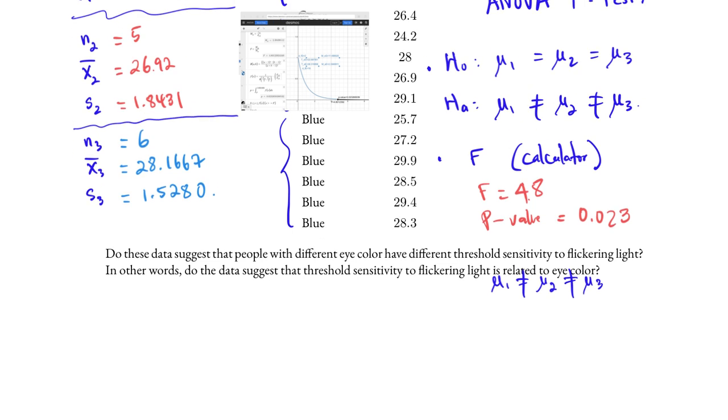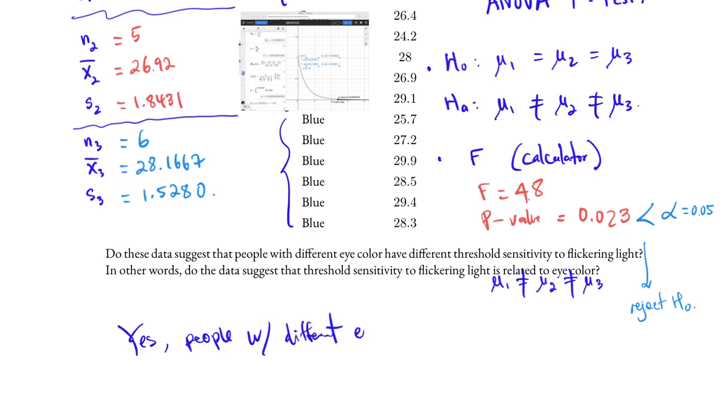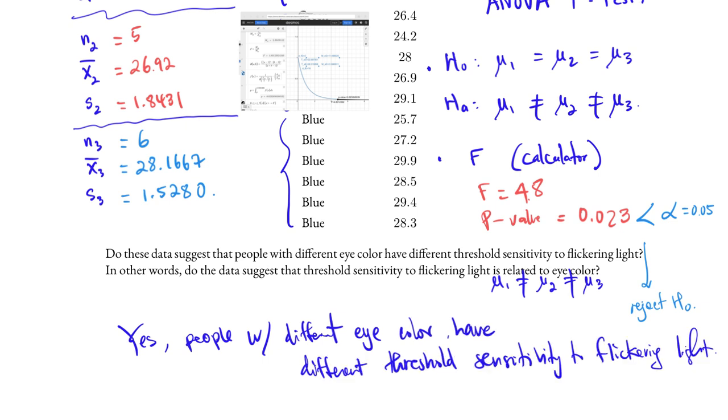We see that this is less than the standard alpha. Alpha was not given, so we use 0.05. Since the p-value is less than alpha, we would need to reject the null hypothesis. And if we reject the null hypothesis, then we would support the alternative hypothesis. And so, in this case, we conclude that mu1 is not equal to mu2, not equal to mu3. This means the CFF depends on the eye color. And so we would answer yes, the data suggests that people with different eye color have different threshold sensitivity to flickering lights.